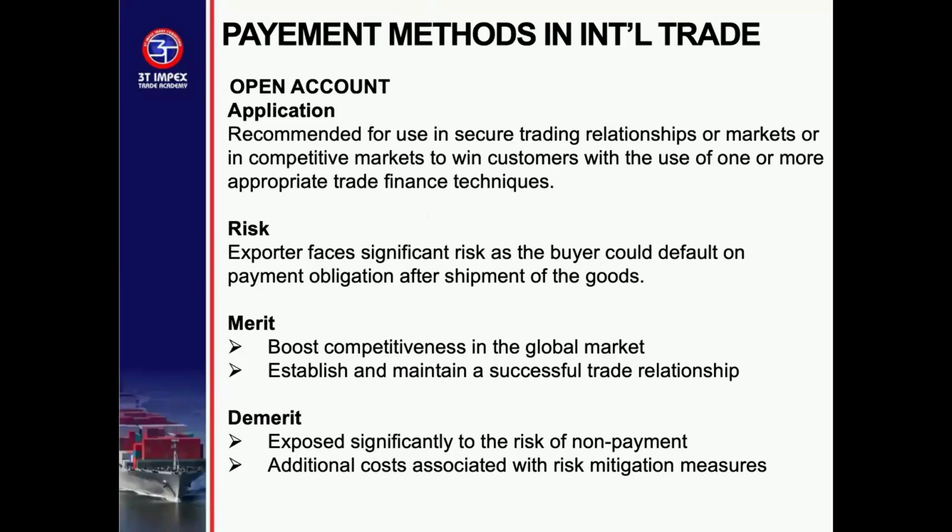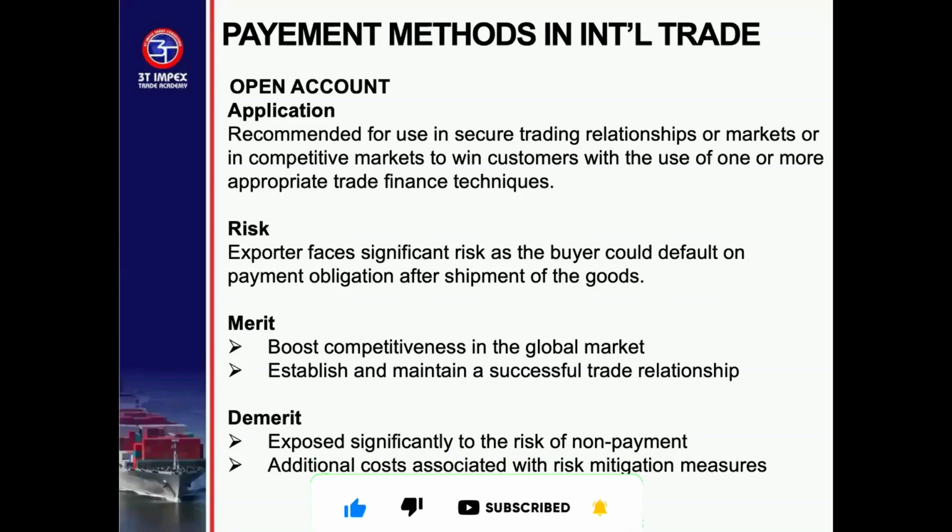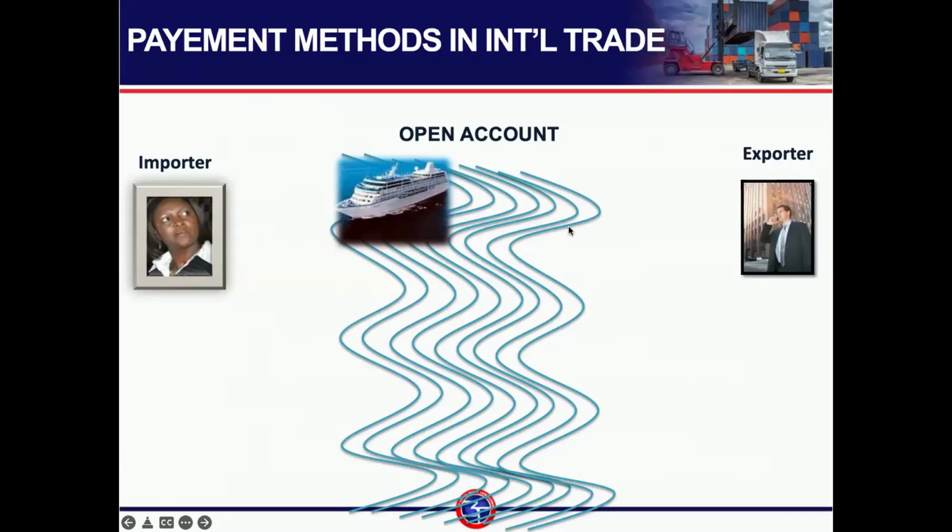Merit: boost competitiveness in the global market, establish and maintain a successful trade relationship. What is the demerit? Exposure to significant risk of not getting paid. That is the challenge. And then additional cost. If you must mitigate the risk, you use a guarantee or an export credit insurance, and typically that will come at an additional cost.